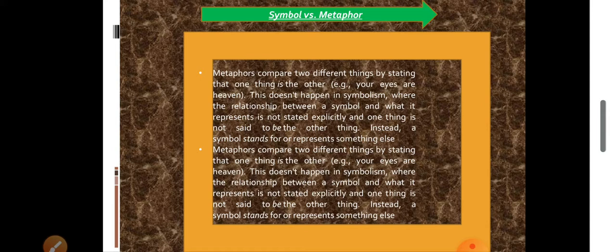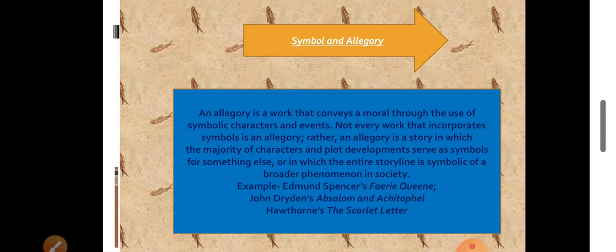Metaphors compare two different things by stating that one thing is the other. For example, your eyes are heaven. In symbolism, the relationship is not stated explicitly, and one thing is not stated to be the other thing. Instead, a symbol stands for, represents something else.